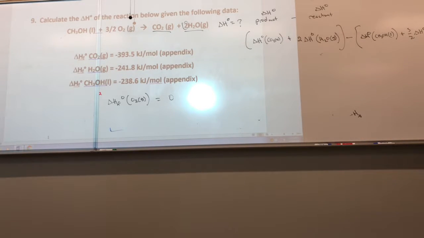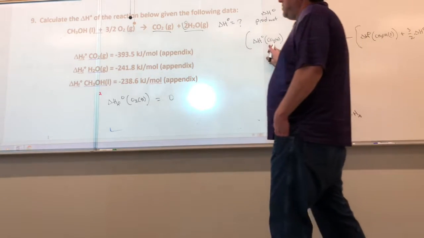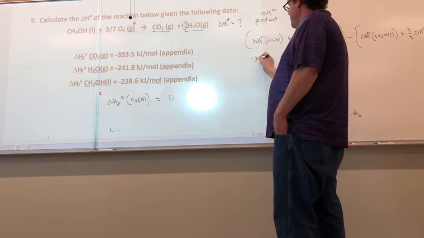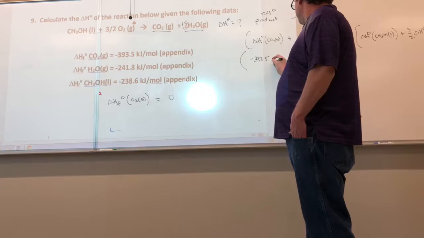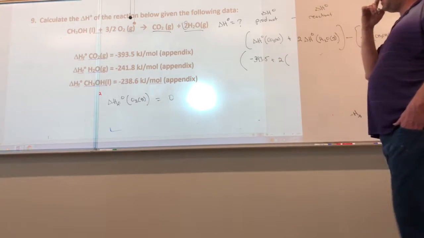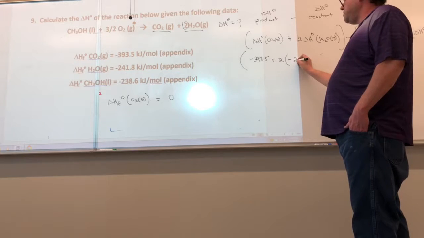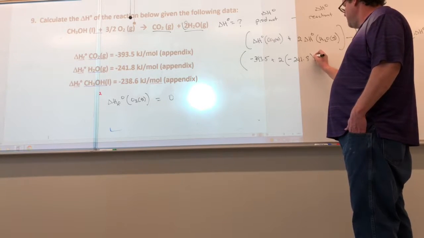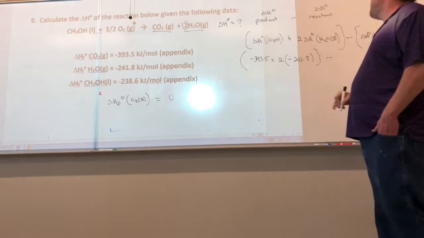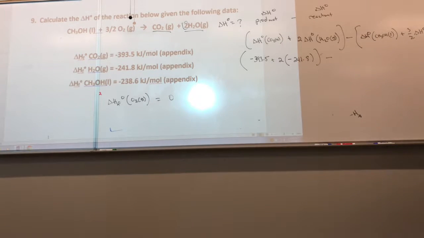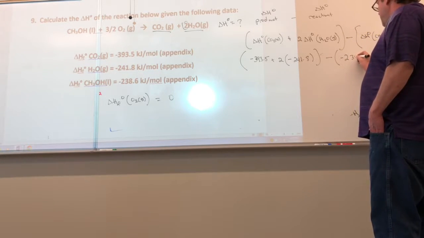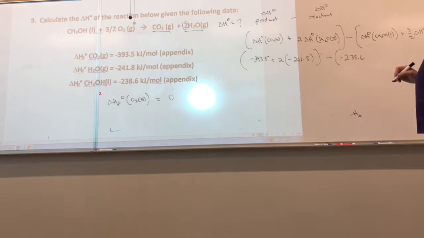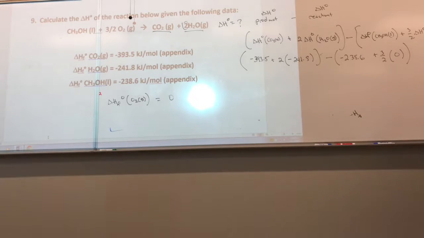Now just fill in the blank. The heat of formation of CO2 is minus 393.5. The heat of formation of water is minus 241.8. The heat of formation of methanol is minus 238.6. And then 3/2 times the O2, which is 0.